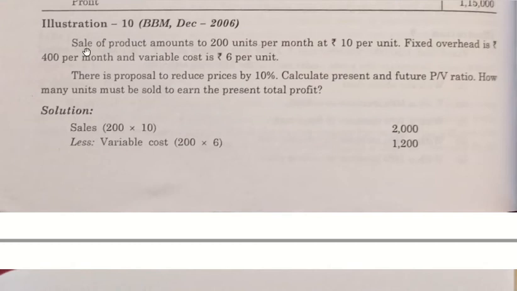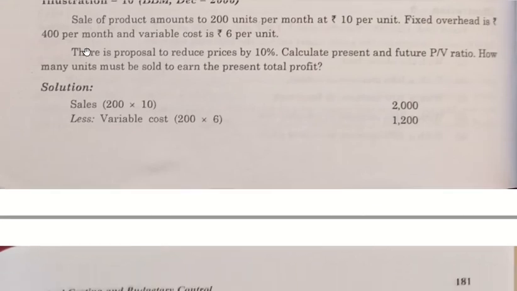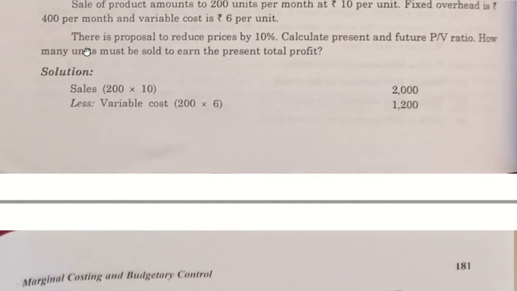So, first problem: sale of a product amounts to 200 units per month at rupees 2 per unit. So, the selling price per unit is 10 rupees, and how many units have been sold? 200 units. What are your fixed overheads? 400 rupees, and the variable cost is 6 per unit. There is a proposal to reduce prices by 10%. Calculate the present and the future PV ratio. How many units must be sold to earn present total profit?